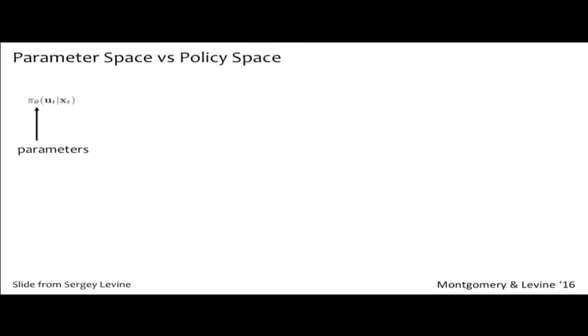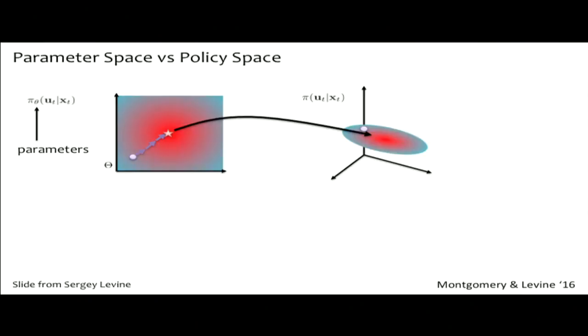And so what do I mean? Your parameters are theta of your policy, and say this is your parameter space theta. In this case, it's just 2D for visualization purposes, but in practice, it's much higher dimensional. In parameter space, your optimization might look like this, where red is good and blue is bad. Whereas in policy space, your parameters are going to project somewhere in policy space, and you might take a different path to get to the optimum.